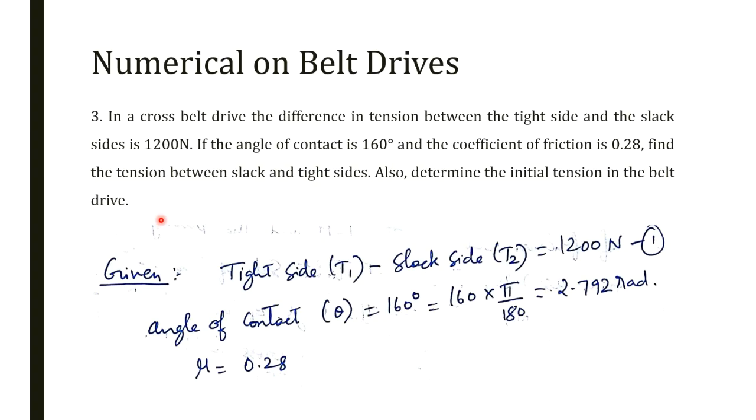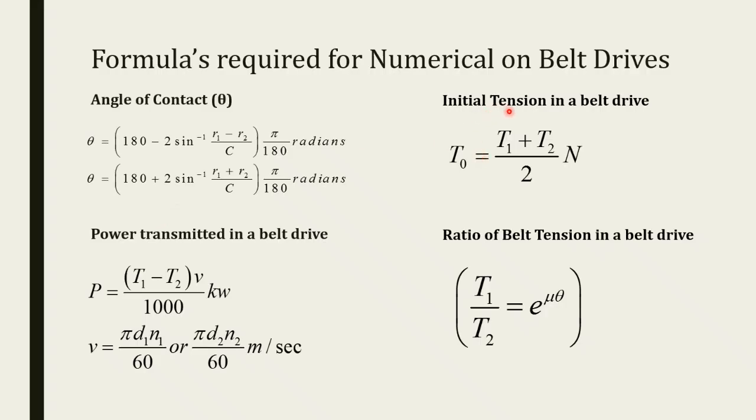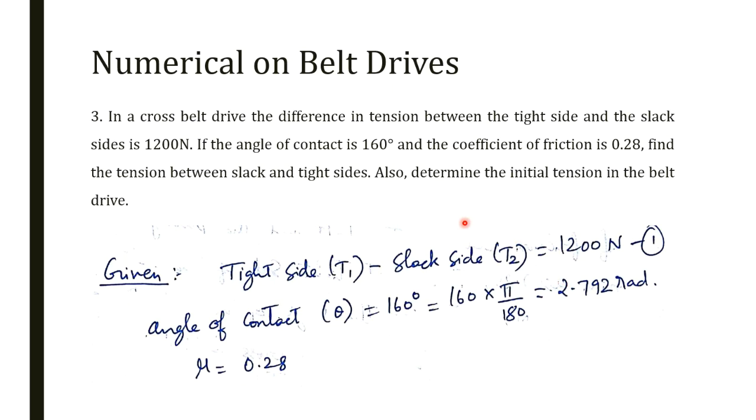When I explained to you about the formula, the initial tension in a belt drive is given by the formula T0 is equal to T1 plus T2 by 2 Newton. So you need to use that formula. So they have given difference in tension between tight side and slack sides, that is T1 minus T2 is given to you, which is equal to 1200 Newton. Just write it as equation number 1.